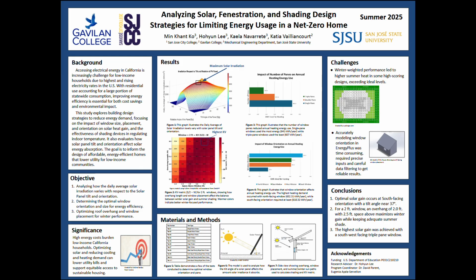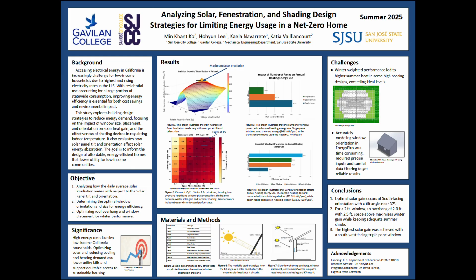Now, for background, accessing electrical energy in California is increasingly challenging for low-income households due to the highest and rising electricity rates in the U.S. With residential use accounting for a large portion of the statewide consumption, improving energy efficiency is essential for both cost-saving and environmental impact. This study explores building design strategies to reduce energy demand, focusing on the impact of window size, placement, and orientation on solar heat gain, and the effectiveness of shading devices in regulating indoor temperature.